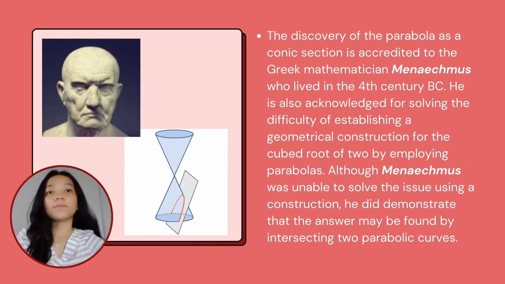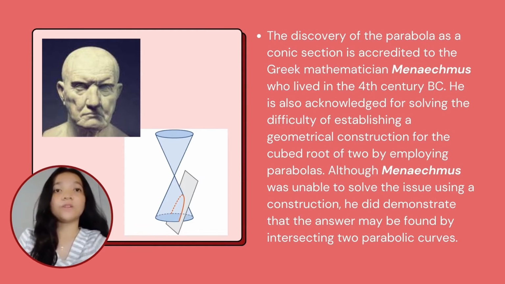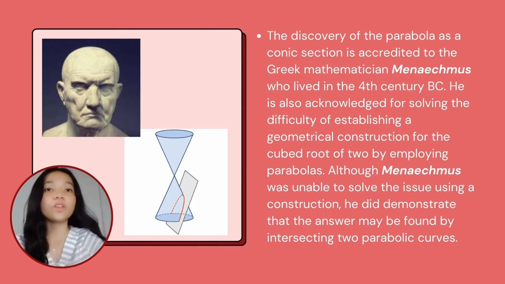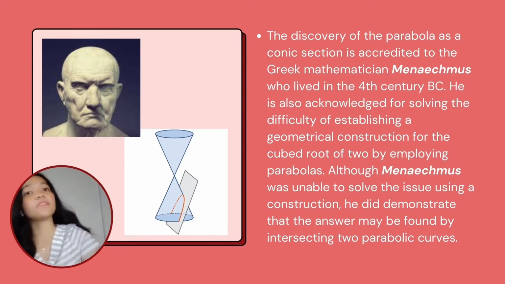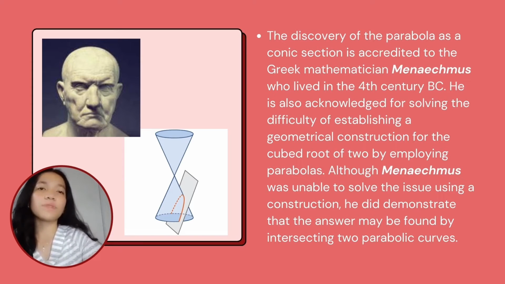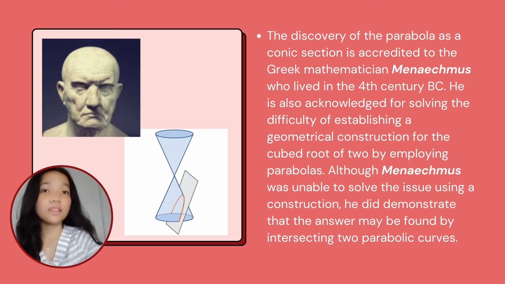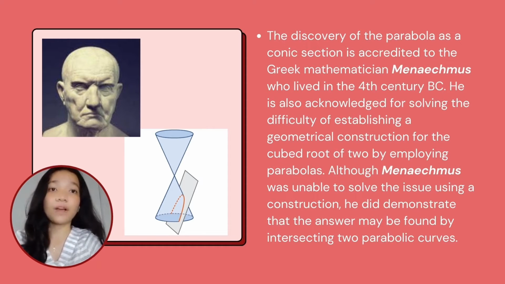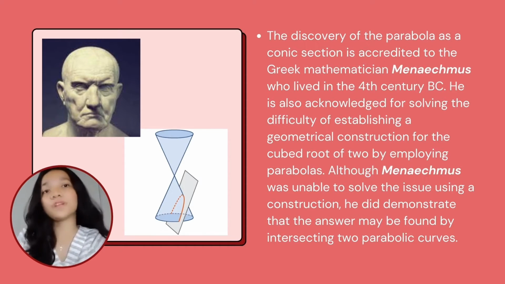The discovery of the parabola as a conic section is accredited to the Greek mathematician Menaechmus, who lived in the 4th century BC. He is also acknowledged for the problem of establishing a geometrical construction for the cube root of 2 by employing parabolas. Although he was unable to solve the issue using a construction, he did demonstrate that the answer may be found by intersecting two parabolic curves.